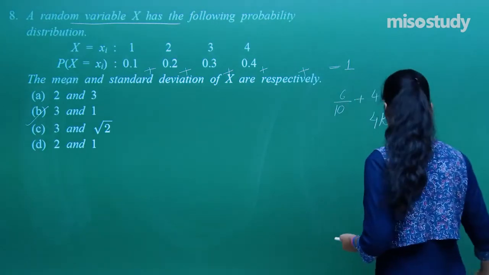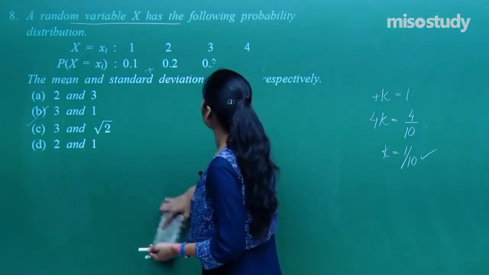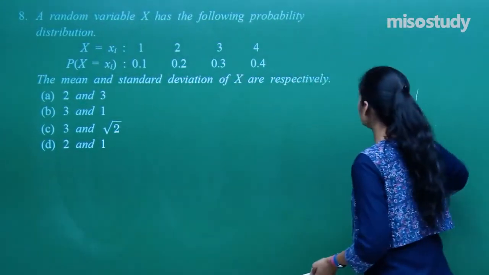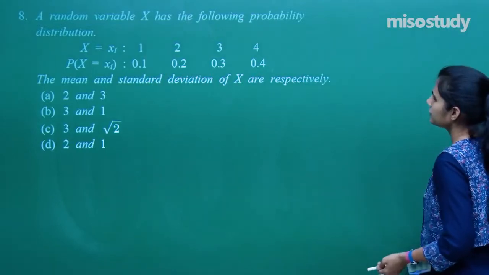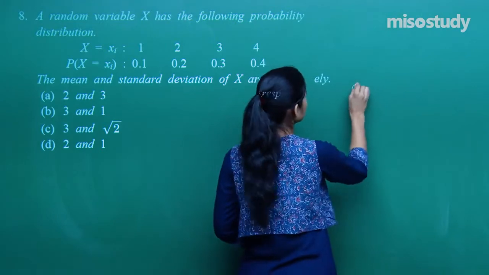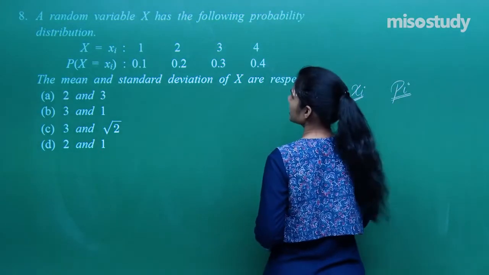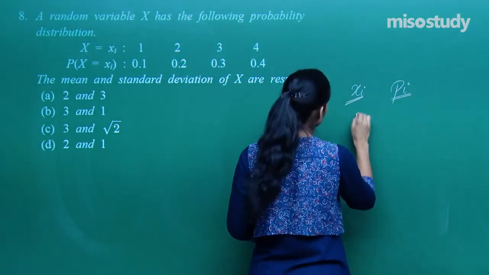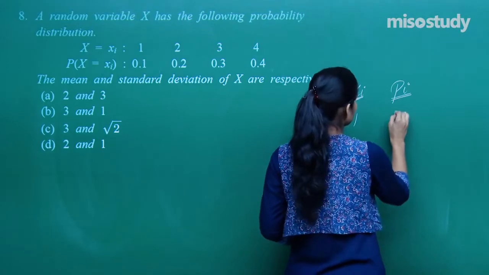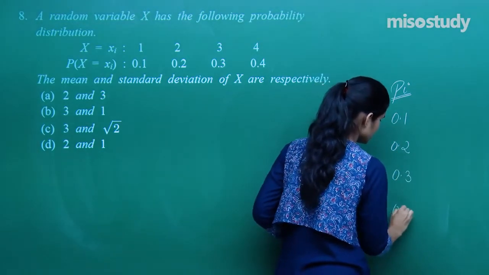Next question says again there is a random variable x which has the following probability distribution. So again, a probability distribution is given to me. What is the mean and standard deviation of x? Okay, so let's see. We know how to do this. Xi and respective pi. So xi is 1, 2, 3 and 4. Pi's are 0.1, 0.2, 0.3, 0.4.